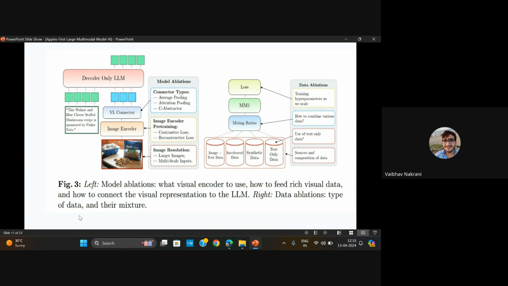For image, the image resolution should be good, so we need large images and multi-scale inputs. And the second is for the encoder, we use image encoder pre-training. For image encoder pre-training, there are basically two things: contrastive loss and reconstructive loss. Contrastive loss and reconstructive loss are two things that are used to pre-train the image encoder.